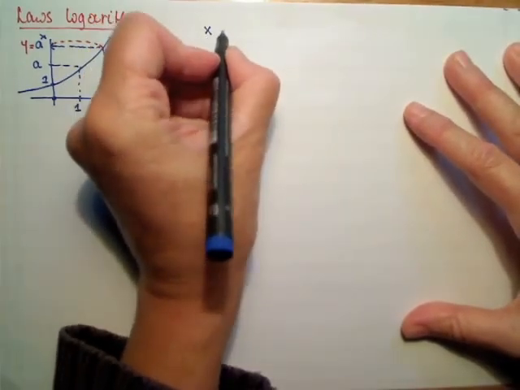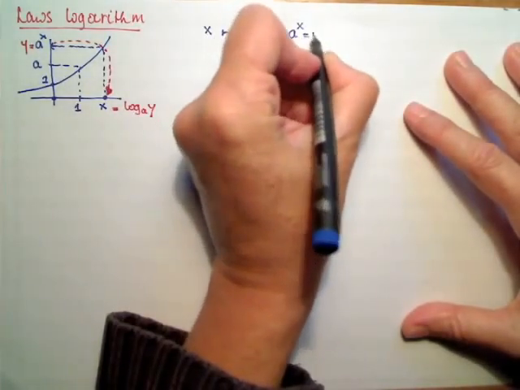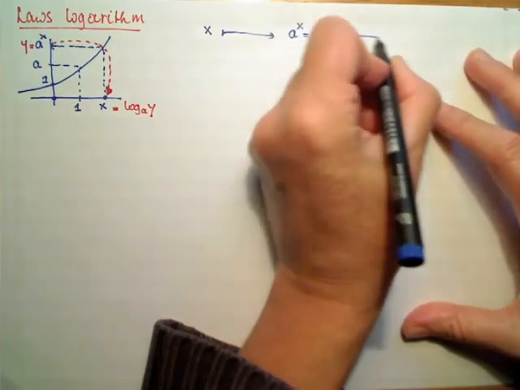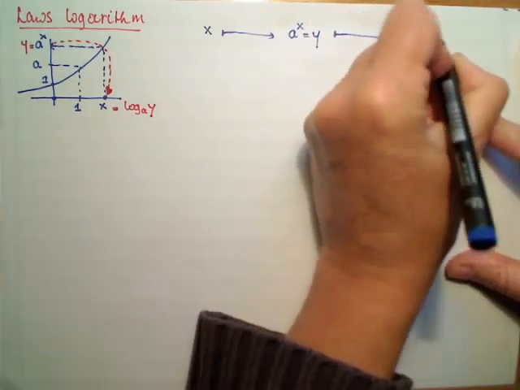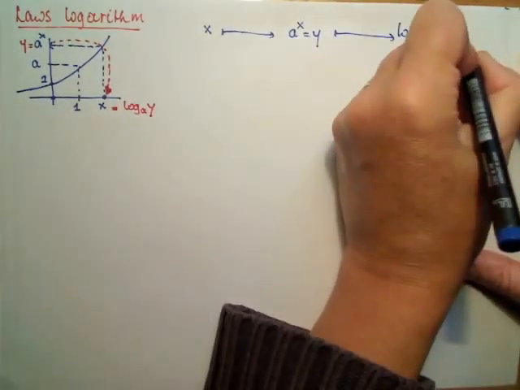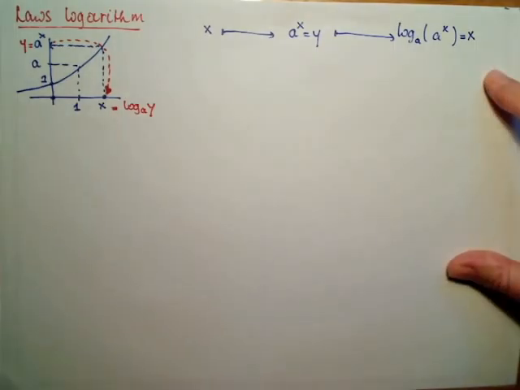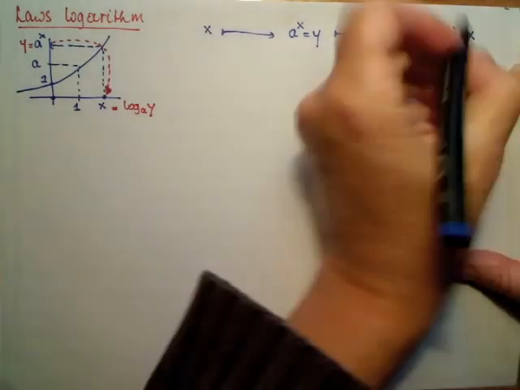So what do we get? If we start with x, so I recall what we did, we get a to the power x, we call this y, and we take the logarithm. We come back to x, so we get the logarithm of a to the power x equals x. Of course, x can be any real value.